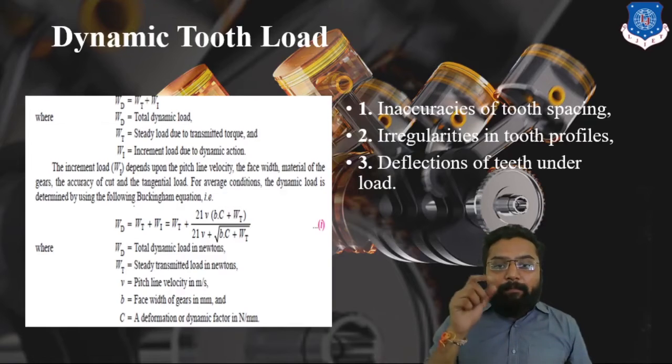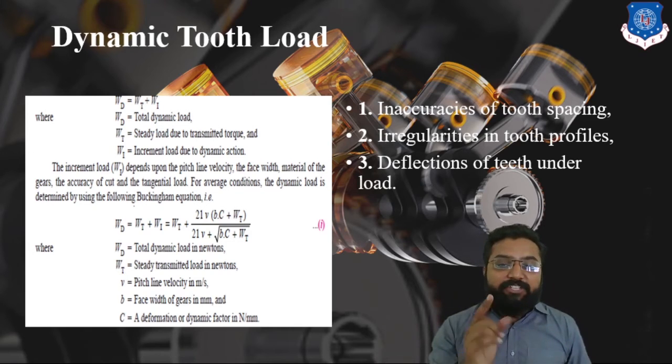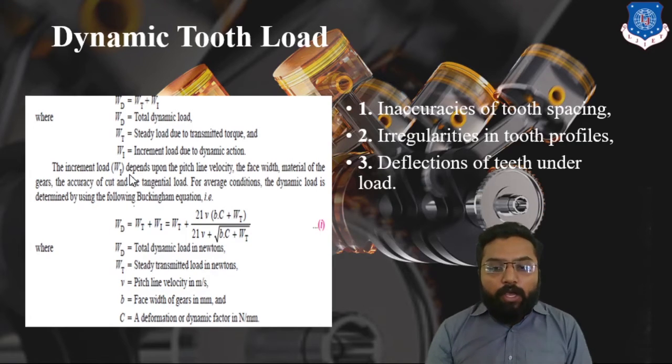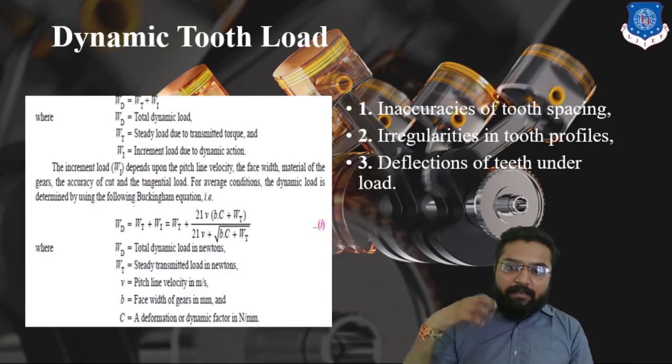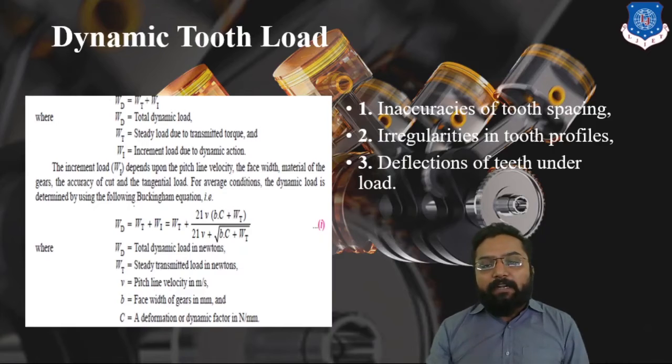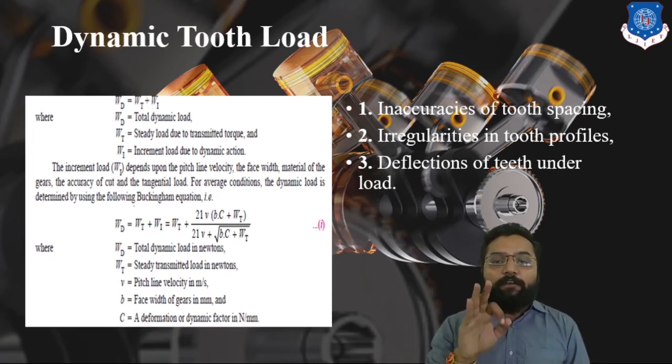And this increment in load depends purely on your velocity, and it is represented here. You can see here: 21V into BC plus WT divided by 21V plus under root BC plus WT. That represents your WD, or you can say the dynamic load. Clear? This dynamic load is a working load while our gear is in motion. It will be predominantly affected if irregularities, inaccuracy or deflection of gear teeth under the load occurs.